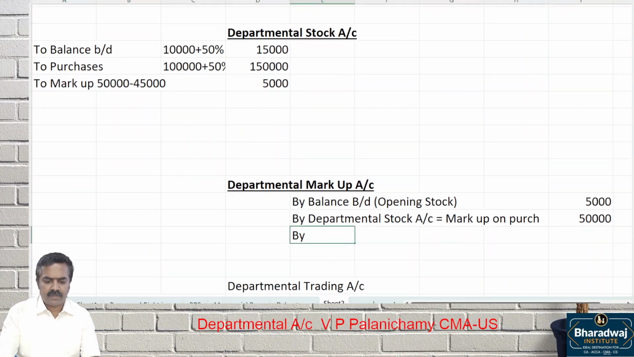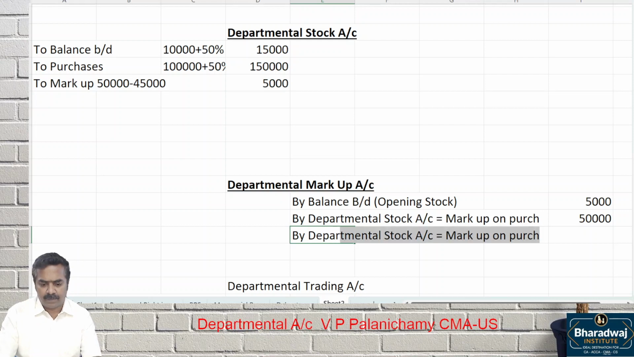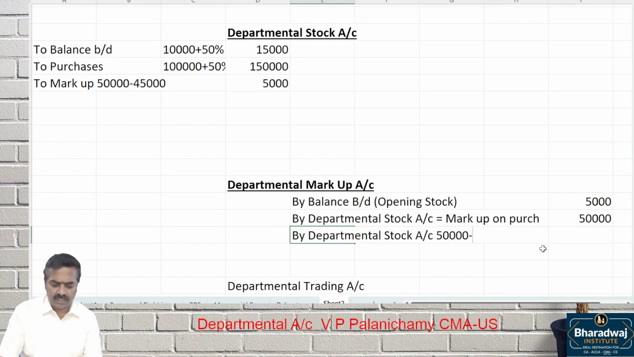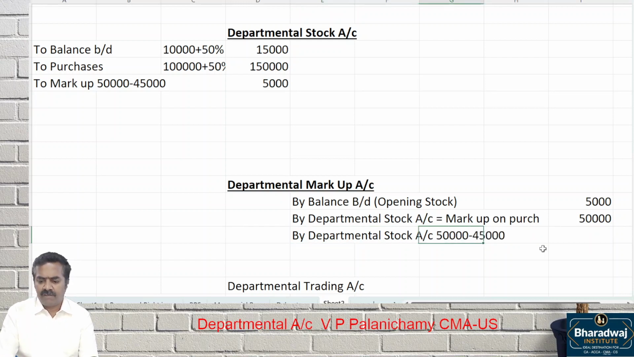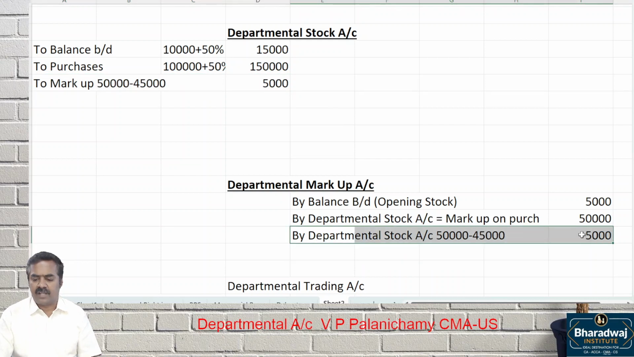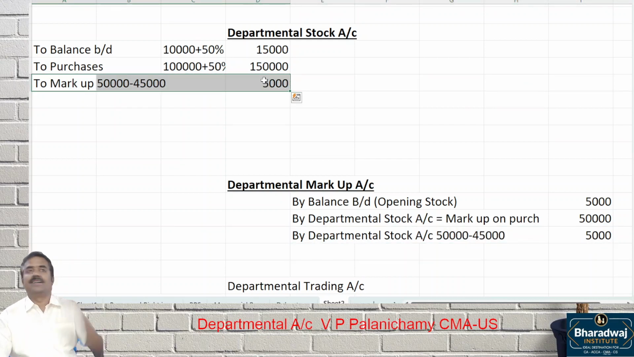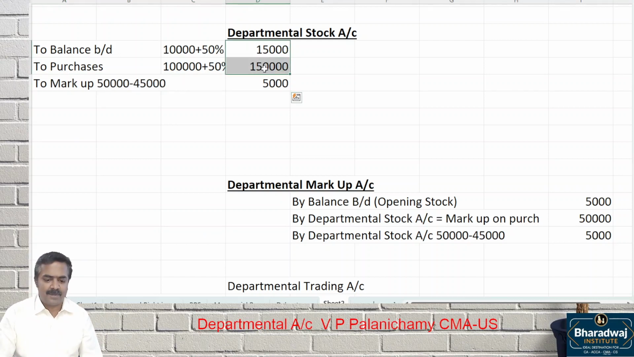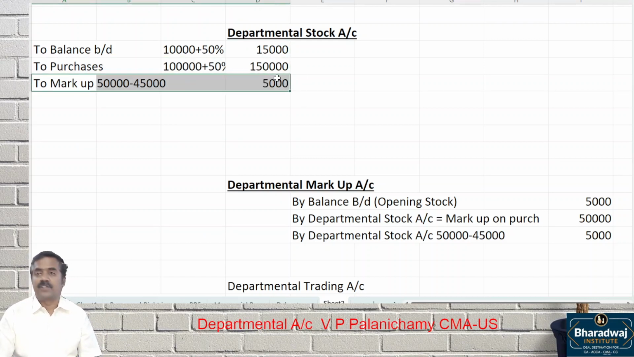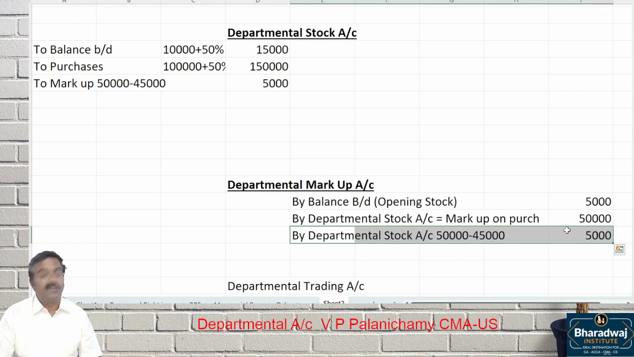By which one? Departmental stock. By departmental stock, for the goods which were sold at more than the invoice price, we earned extra profit, how much? 5,000. So wait, pardon. Markup account will be credited whenever you are selling the goods at more than the normal price. This is the normal price. More than the normal price, whenever you are selling an item, we will mark it up.